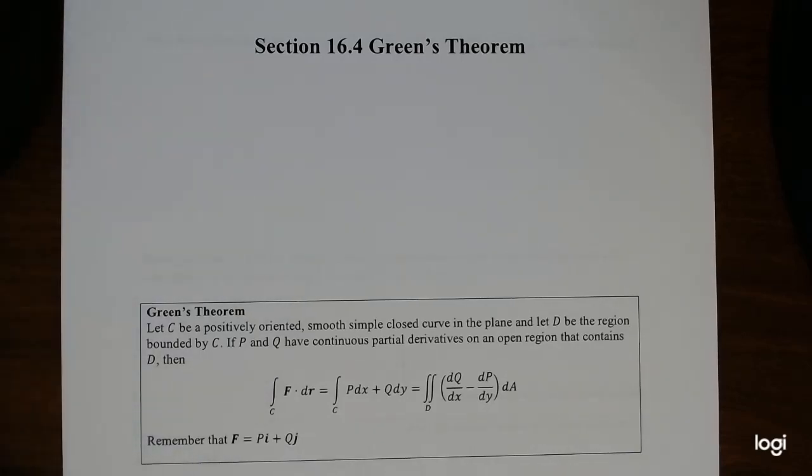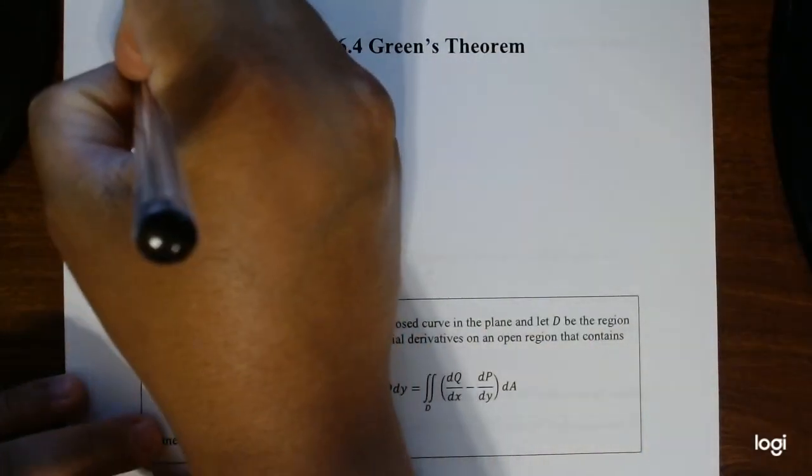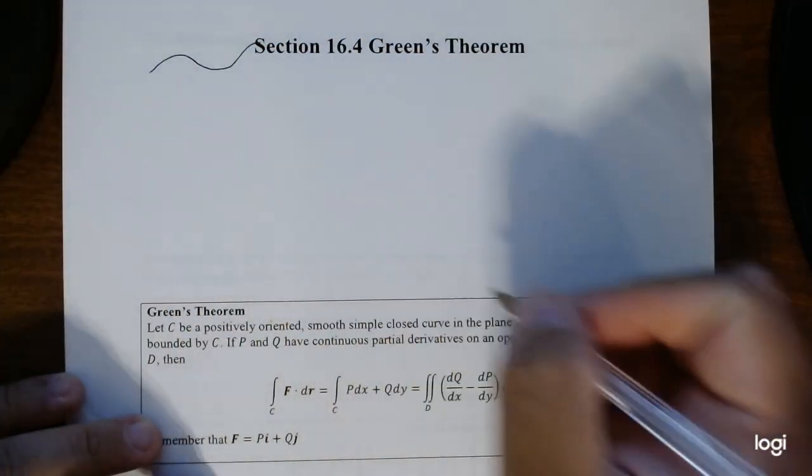Alright, so this is Green's theorem. Green's theorem is a very interesting theorem itself. It gives a relationship between line integrals and something called a surface integral, which we'll talk about later. For now, we have a line integral that goes along a curve, and we can integrate that accordingly.